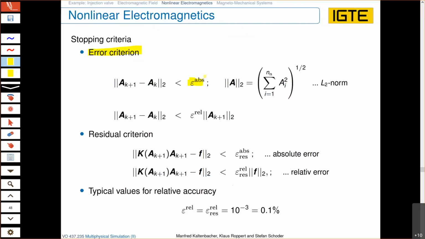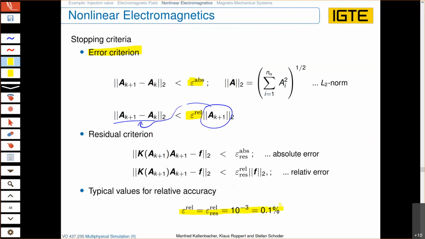So the better way is to use a relative value, which means you divide this absolute norm we have here by the L2 norm of A k plus 1. So that would mean you take this term here and put it here in the denominator. And then it's easy in this sense. So if we take here as shown, for example, a value which is about 10 to the power of 3, then that would mean it is 0.1%.